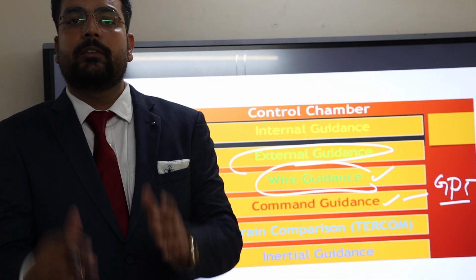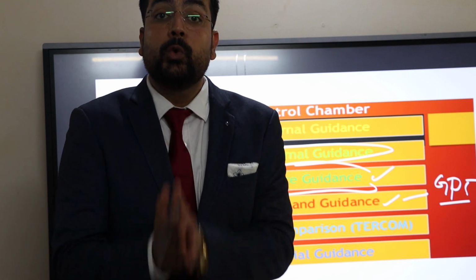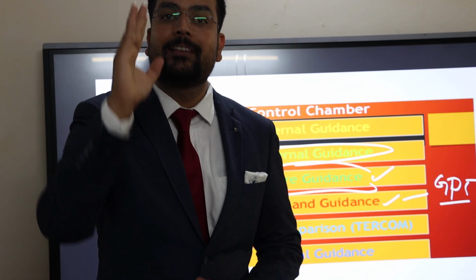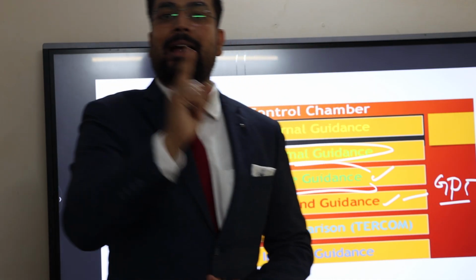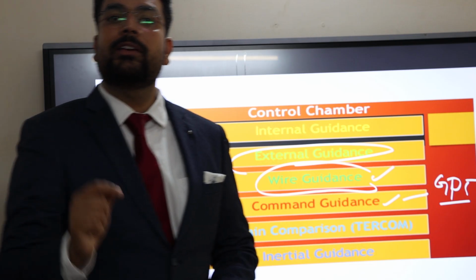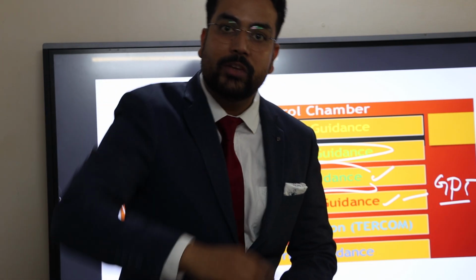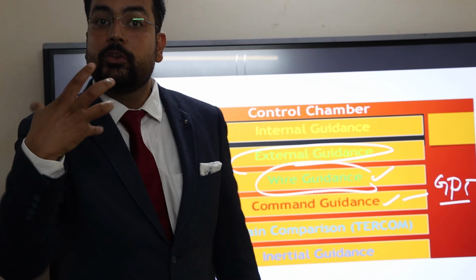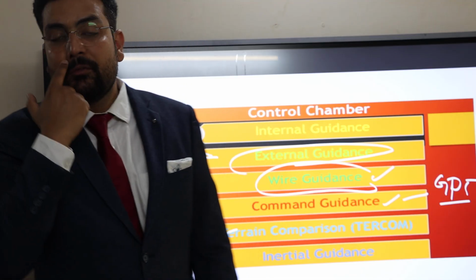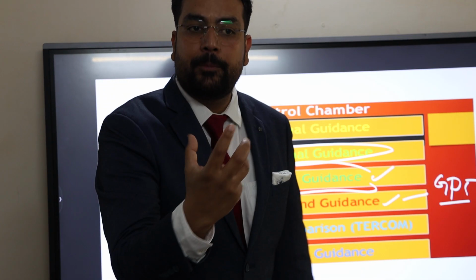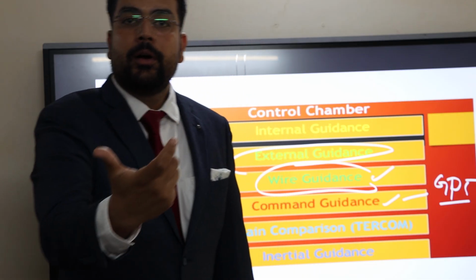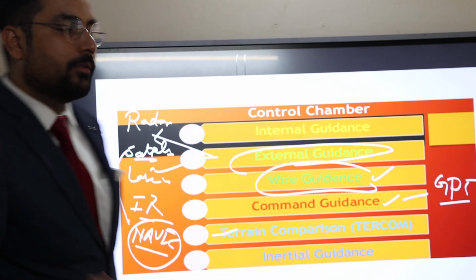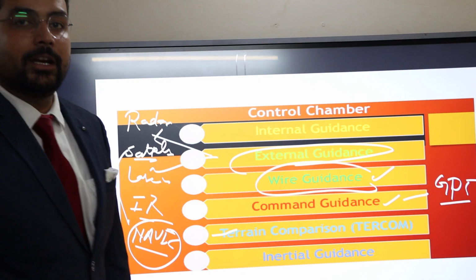Next one is terrain comparison, TERCOM. TERCOM is a technology which is especially utilized by cruise missiles. One feature of cruise missiles is that they have a jet engine, and second, they have a higher precision level. To achieve this higher precision level, we require terrain comparison or TERCOM, where missiles utilize maps and spatial information of a particular territory to hit the target with higher precision and zero error.